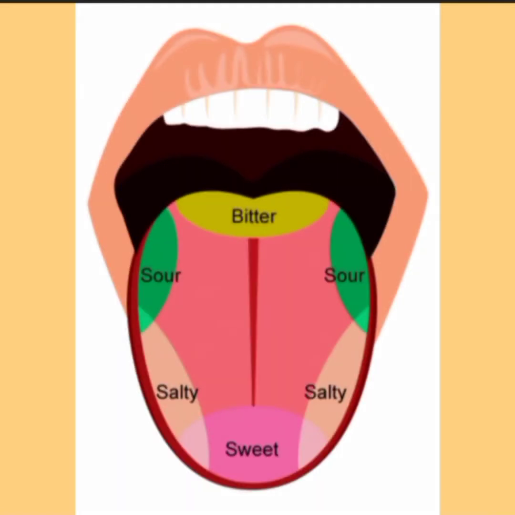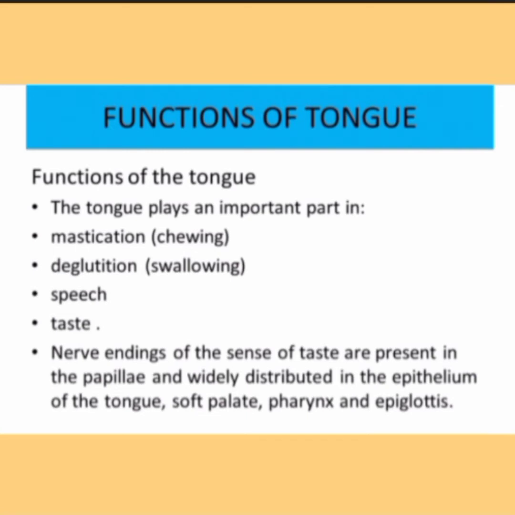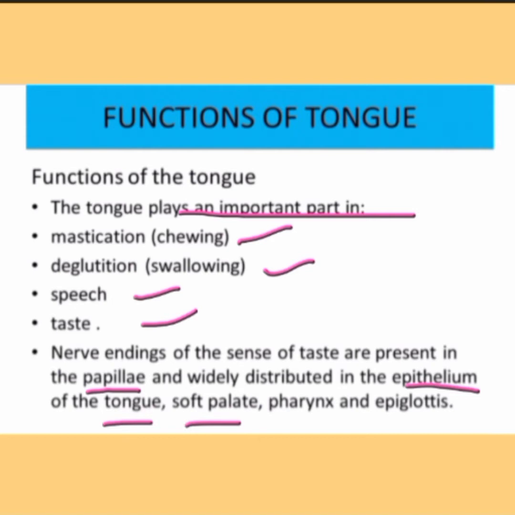Let's talk about the tongue and its function. The first function is that the tongue plays an important role in chewing the food, then swallowing it, then speech, and also taste. Nerve endings of the sense of taste are present in papillae and widely distributed in the epithelium of the tongue, soft palate, pharynx, and epiglottis.